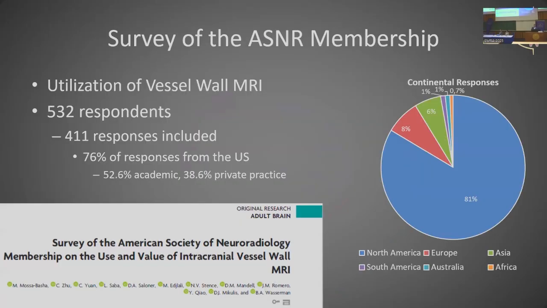So in terms of vessel wall imaging, it's something that we've been doing for a while, and a lot of institutions are doing it. This is a survey that we published in 2022 and performed in 2019. We found that about 55% of groups surveyed were performing vessel wall imaging, and they were performing it at a high rate. More than 75% were performing it at least 2 times per month. This was not just academic groups. It straddled both academic and private practice groups, as well as groups in the US and internationally.